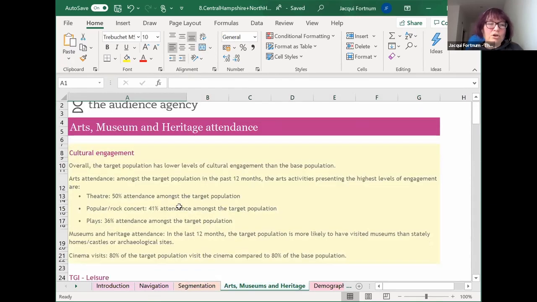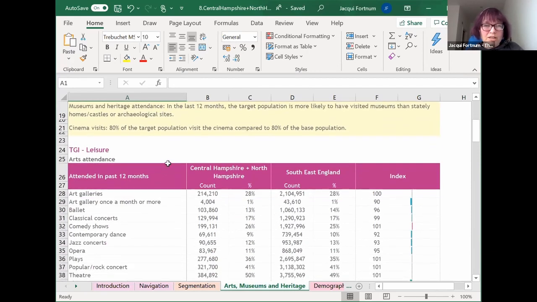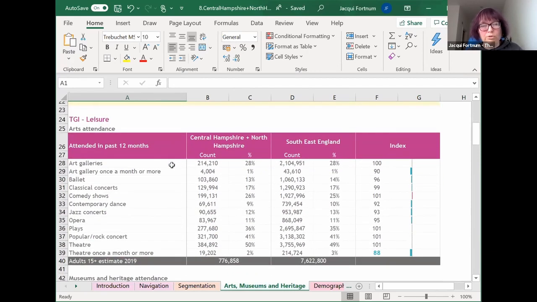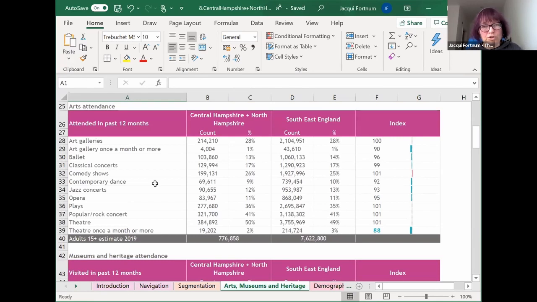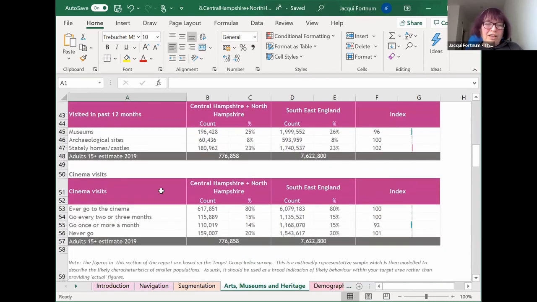There's then a section on arts attendance. This comes from the Target Group Index information, which is a sort of MORI poll that's conducted on a regular basis across the country. So it's a UK population panel survey. It gets lots of people to contribute. What I would say is that although it's useful information, I would take it with a small pinch of salt, because this is what people say they do. And sometimes people are a little bit over optimistic about what they've actually done, or they remember slightly wrongly.